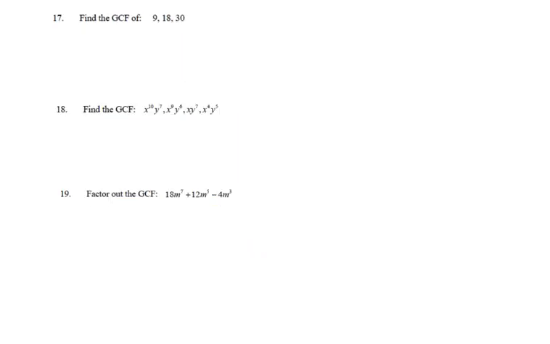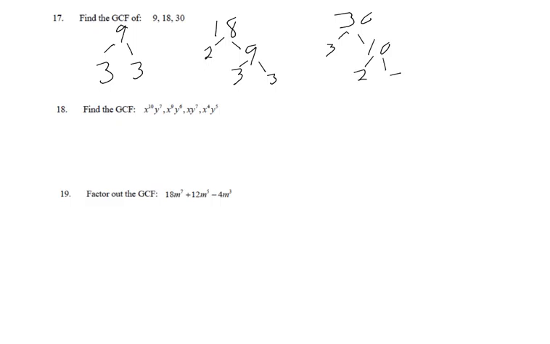All right, greatest common factor. First of all, 9. Numbers that make 9 are 3 and 3. 18. 18 is 2 times 9, but 9 breaks up into 3 and 3. Then 30 breaks up into 3 and 10, and 10 breaks up into 2 and 5. The common factor is which number is in common with all three numbers. Well, there's a 3, and another 3. The greatest factor is 3.